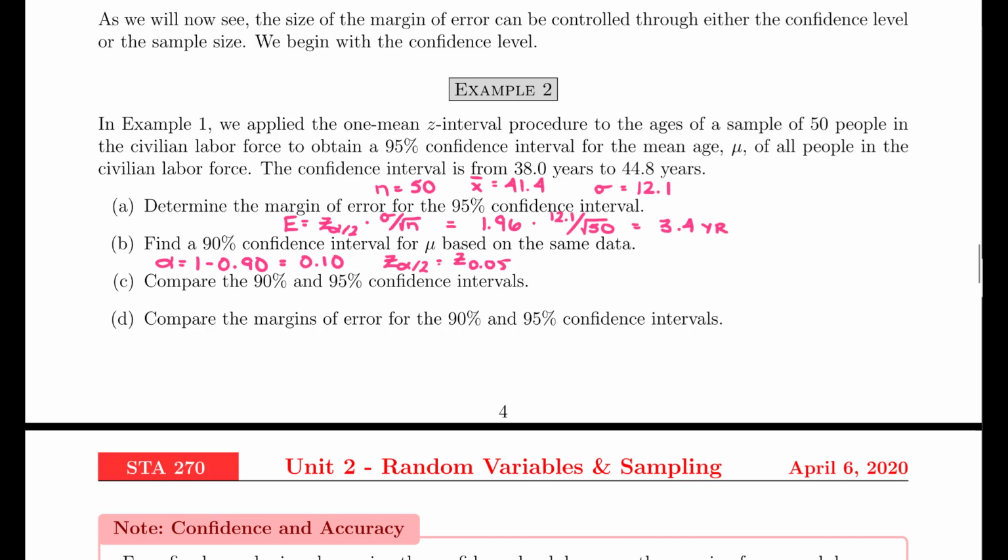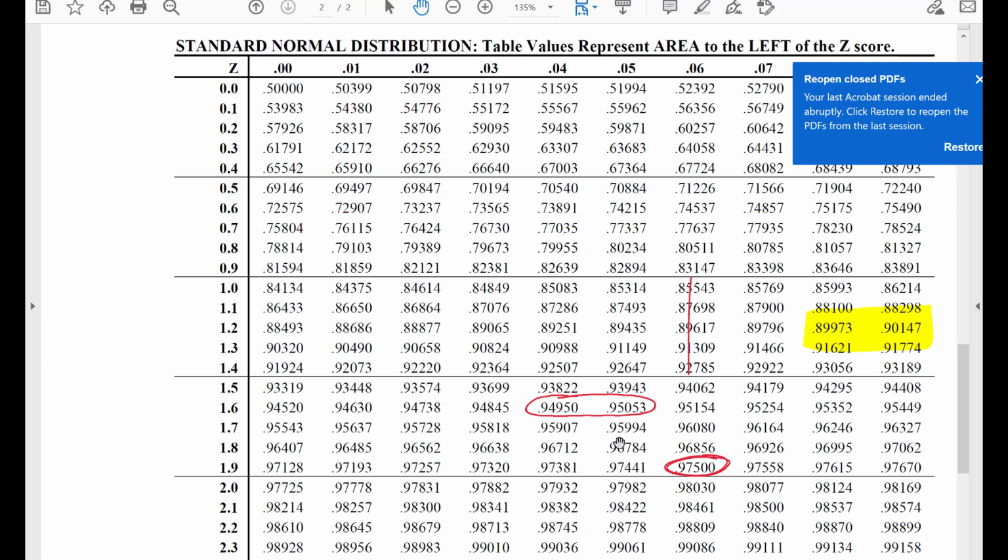Pull this up here. 0.095. We already found that once. There it is. It's going to be approximately 1.645, because it falls between these two values right here.